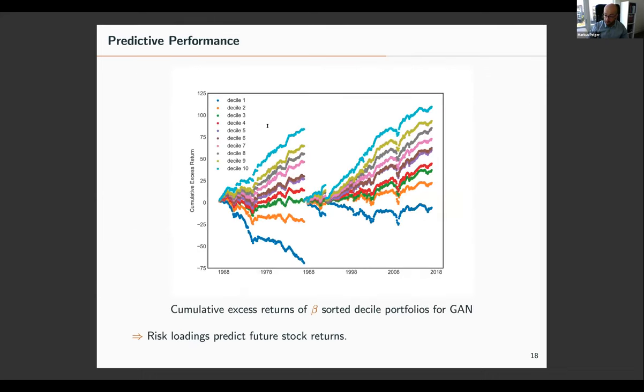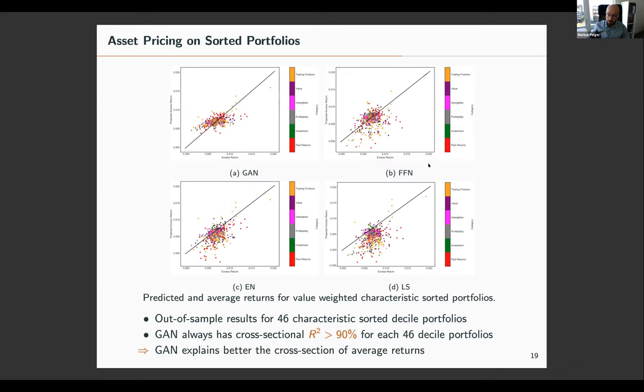Now we can use our model for prediction. This comes back to the topic of the day, which is investment management, because we get SDF betas and we can sort all our stocks based on SDF betas. So we can get 10 decile portfolios. If you look at the returns of these SDF beta-sorted portfolios in the next period, and here I show you the cumulative returns out of sample, that's after 89, you see high beta has higher future returns, low beta has lower future returns. And we actually have a perfect monotonic relationship. So we can do prediction as well, but the focus of our model is to explain expected returns, asset pricing.